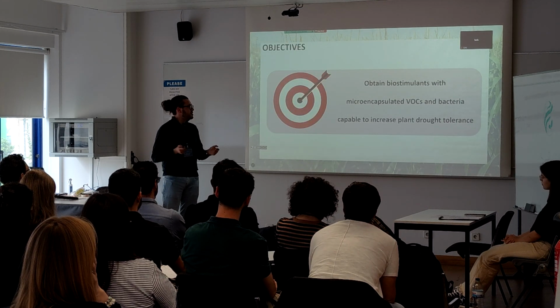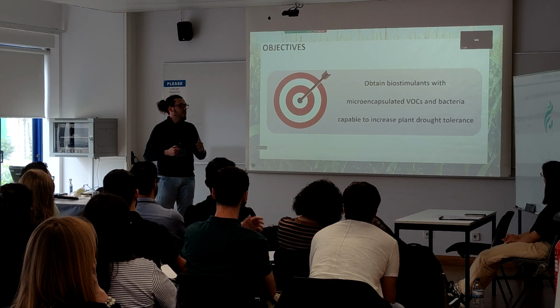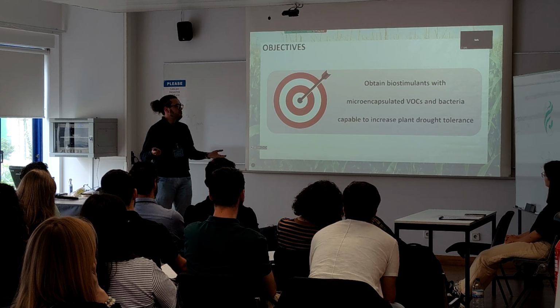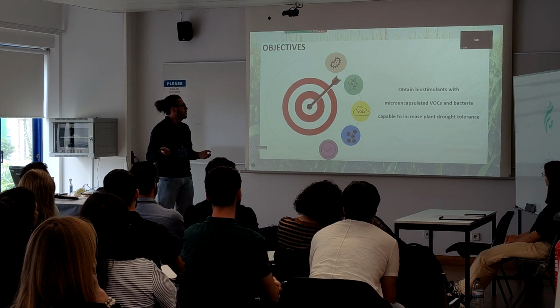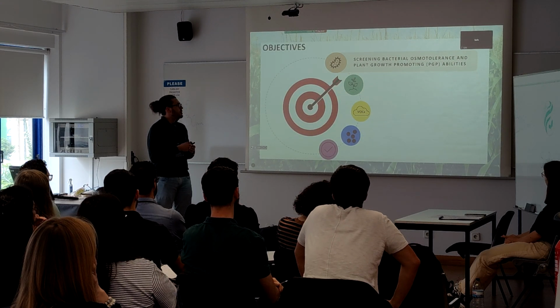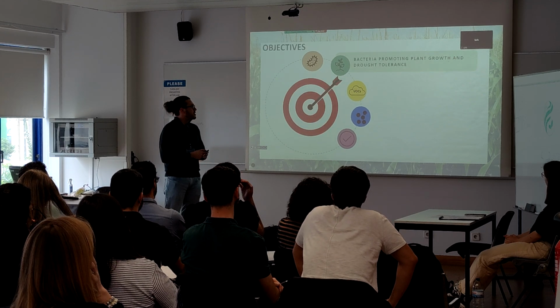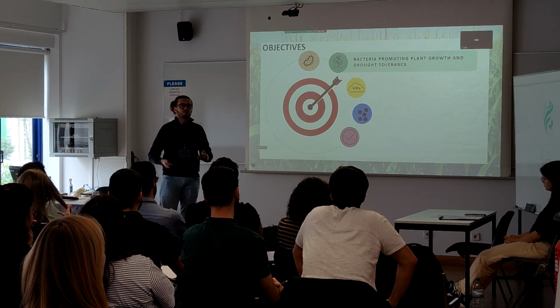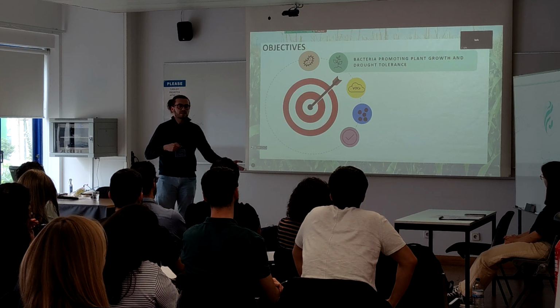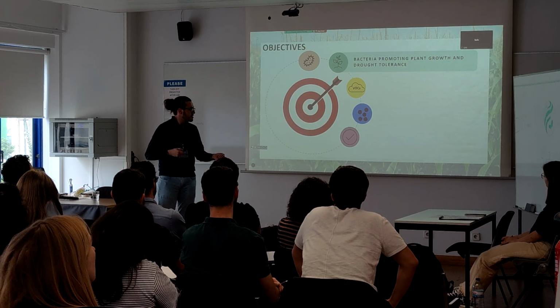So my main objective is to obtain biostimulants with microencapsulated volatile organic compounds and bacteria capable of increasing plant drought tolerance. For that, I have several tasks. The first one is to screen bacterial osmotolerance and plant growth promotion abilities. The second one is to select, from this set of bacteria, some that can increase plant growth under drought stress.